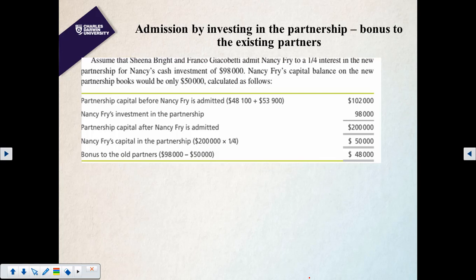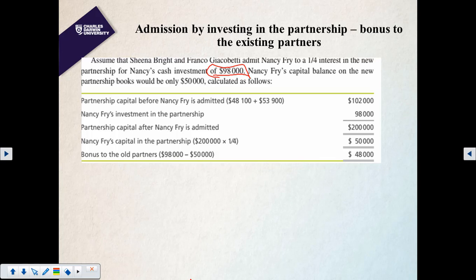Admission by investing: the partnership bonus to the existing partners. Now assume that the business is going very well. We don't want many people, but there are many interested people who want to join our business. So what are they doing? Sheena, Bright and Franco have a 1/4 interest in the new partnership for Nancy's cash investment of $98,000.